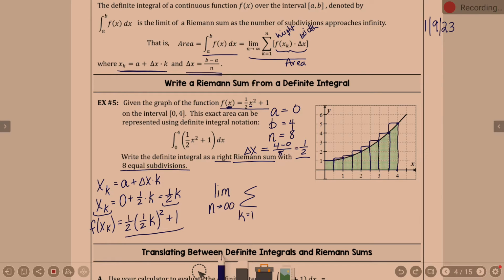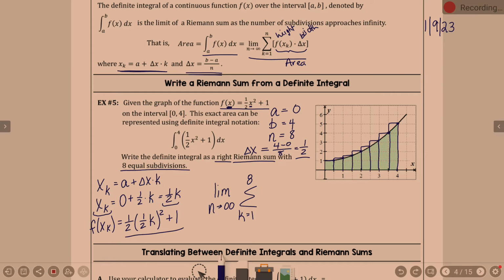What's our n? 8, because we had 8 subdivisions, right? That means there would be 8 rectangles we'd be summing up. Why does k equal 1? Because on a right Riemann sum, we always start with k equals 1. In other words, you're always going to start by plugging in 1, then 2, then 3, then 4. Is it different for the left? With a left, you would start at 0, because on a left Riemann sum you'd be starting before it starts counting. So you'd be at 0, whereas here it's the first, so to speak.